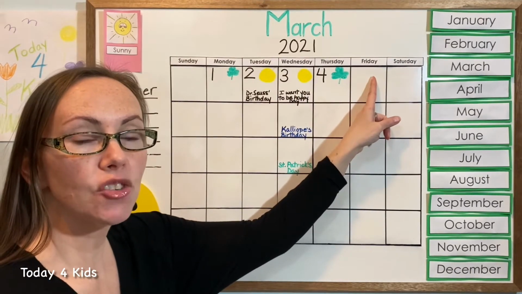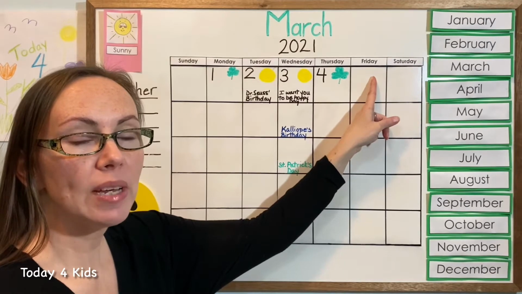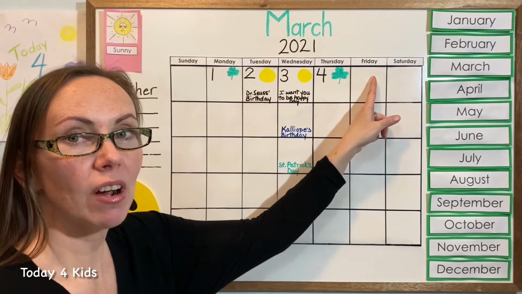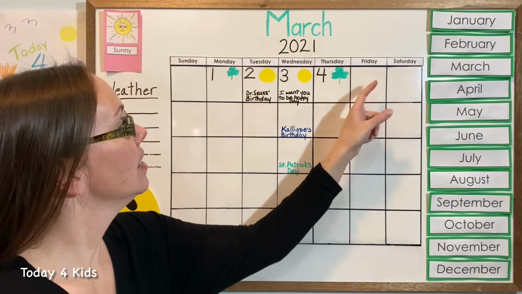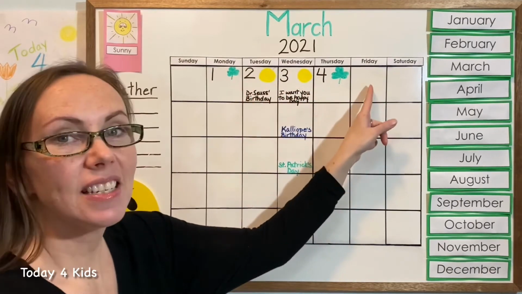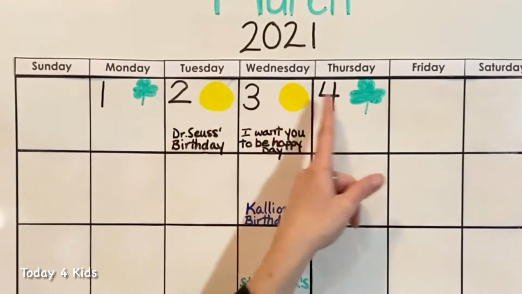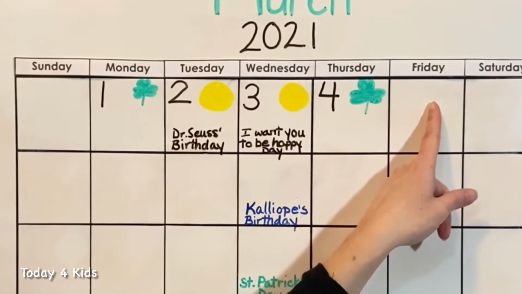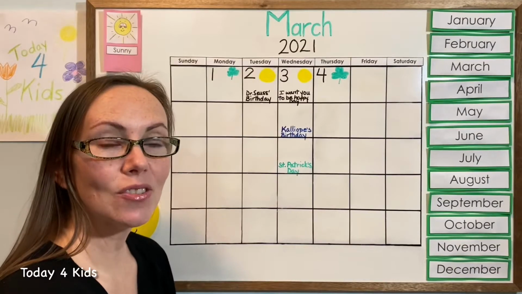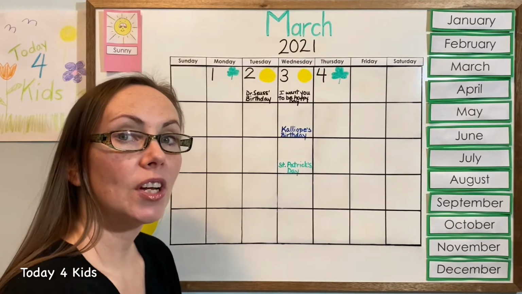So we've kind of got a tricky pattern this month. What shape do you think goes after this green shamrock? What is it? Let's say it together and see if we're correct. Are you ready? Green shamrock, yellow circle, green shamrock, yellow circle. Did you guess yellow circle? Good job. We're going to color it in on our board.